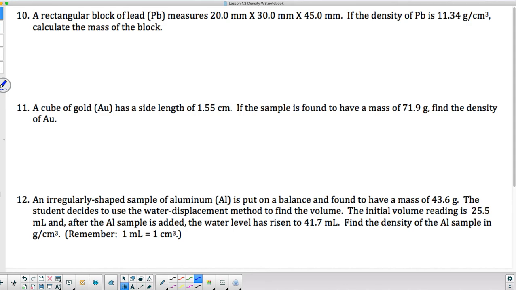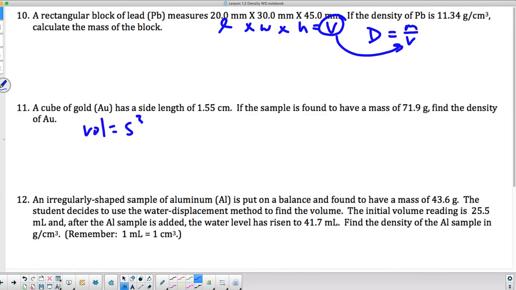Now let me just take a quick look. Remember that length times width times height equals volume. Use your volume for density equals mass divided by volume. That's where that goes there. And then just do the calculation. A cube of gold, okay, the volume of a cube is equal to the side cubed. It has a length of 1.55 centimeters. So that would be 1.55 cubed. That would equal your volume. Then you do the same thing we did before. Density equals mass divided by volume. And that goes right there.